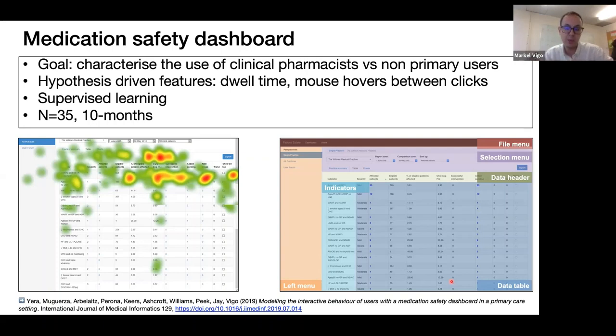So yes, we could detect who was using the tool almost in real time. And this allows for interventions, because if you know the kind of user that is using your tool, you could make adjustments based on their profiles.